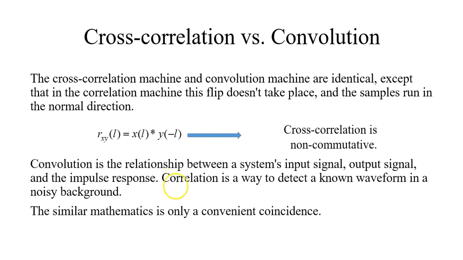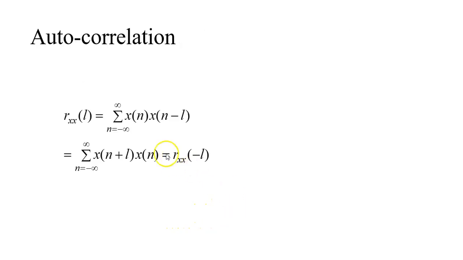So this is the cross correlation, which is non-commutative. As you see, this is the convolution between x and y. We will have this result. Convolution is the relationship between the system's input signal, output signal, and the impulse response. Correlation is a way to detect a known waveform in a noisy background. The mathematics is similar, only with convenient constants.